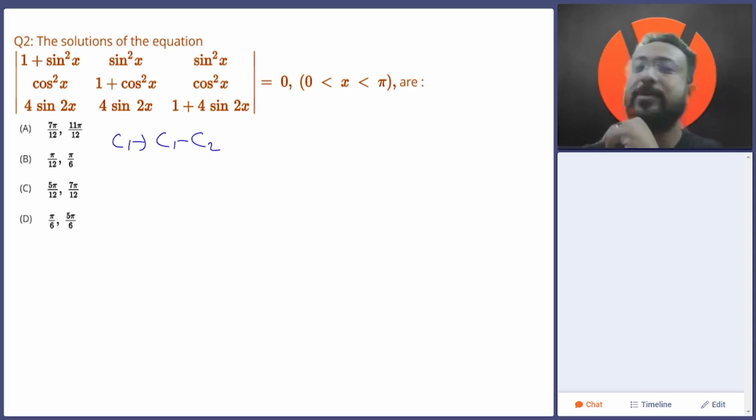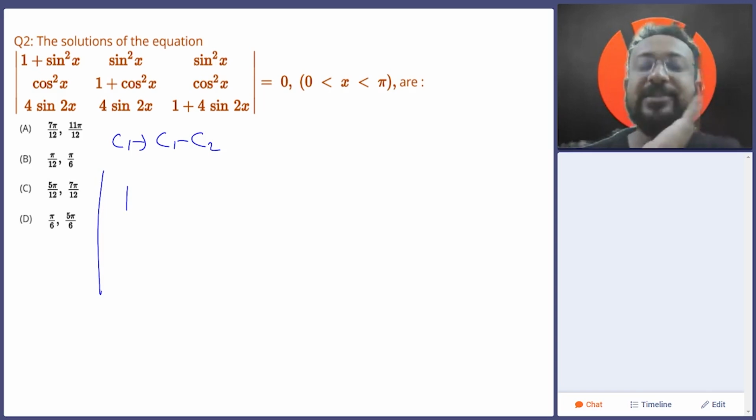If we do C1 to C1 minus C2, then it will be the determinant of 1 plus sine square minus sine square, that is 1. Guys, please see, we are only changing C1 to C1 minus C2. So cos square minus 1 minus cos square will be minus 1. 4 sine 2x minus 4 sine 2x will become 0.